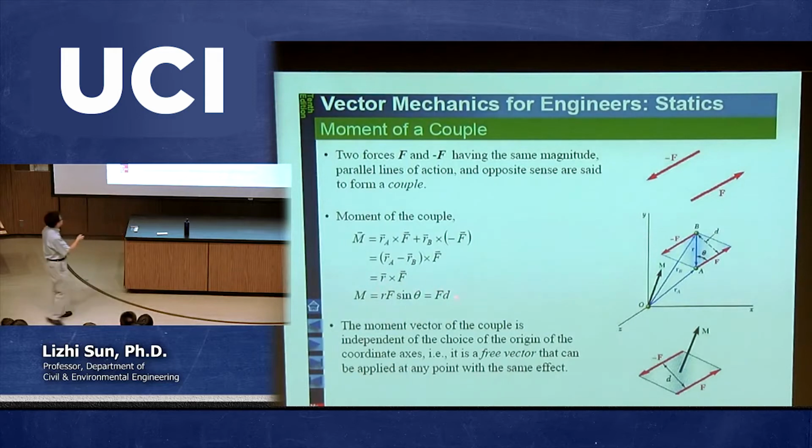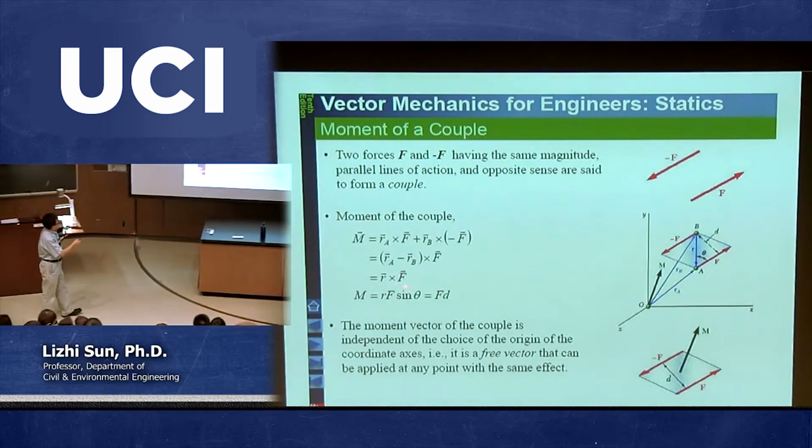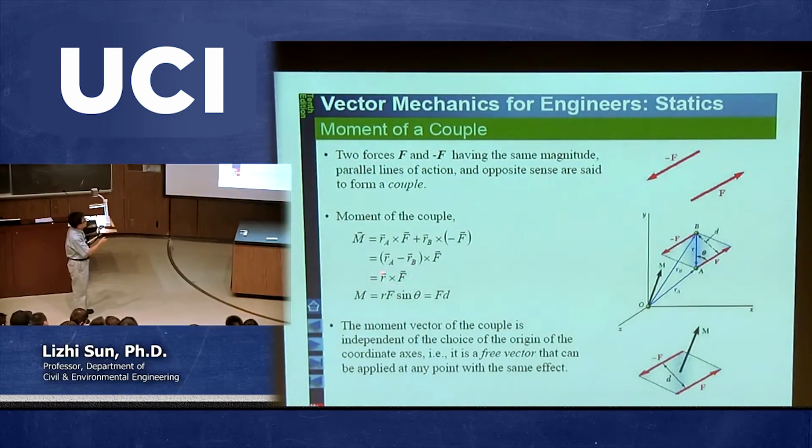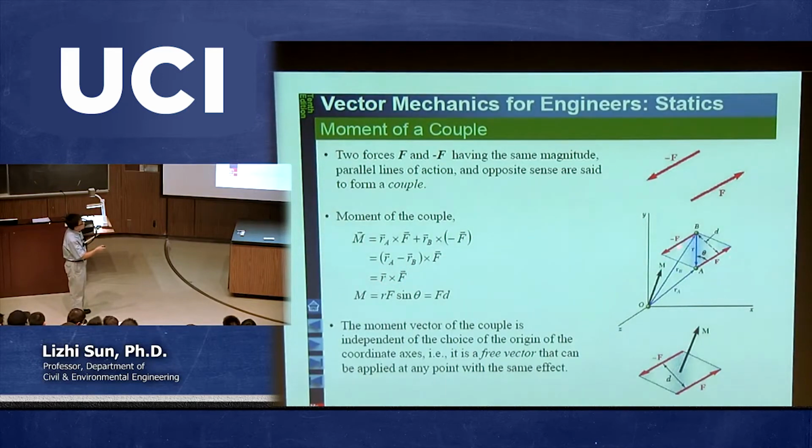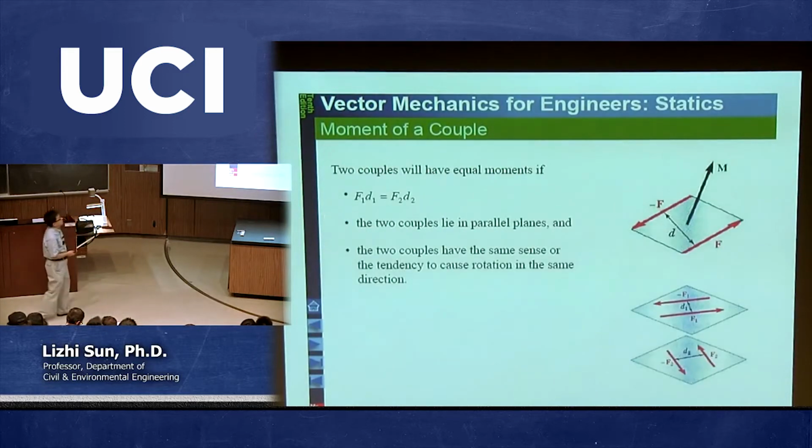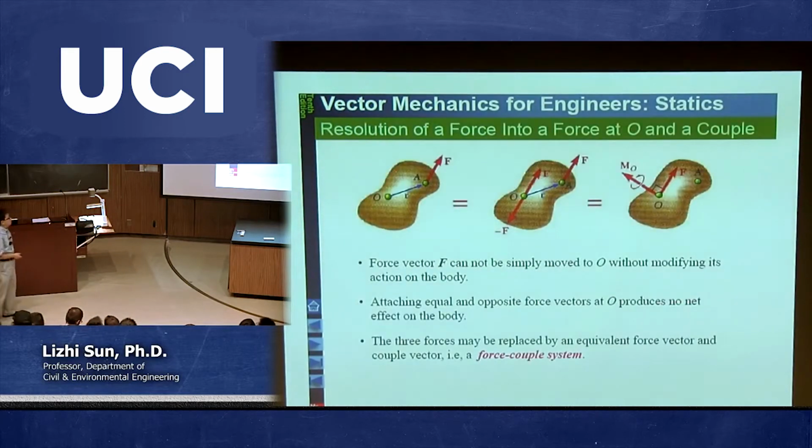Okay? For two-dimensional problems, you can again use this one if you have a hard time to identify the short distance. If you can easily find out the short distance, then you can go ahead to use F times D. That's another simple way to evaluate the two-dimensional moment due to a couple. And then, of course, this is not enough. You need to also indicate the direction, whether it's clockwise or counterclockwise.